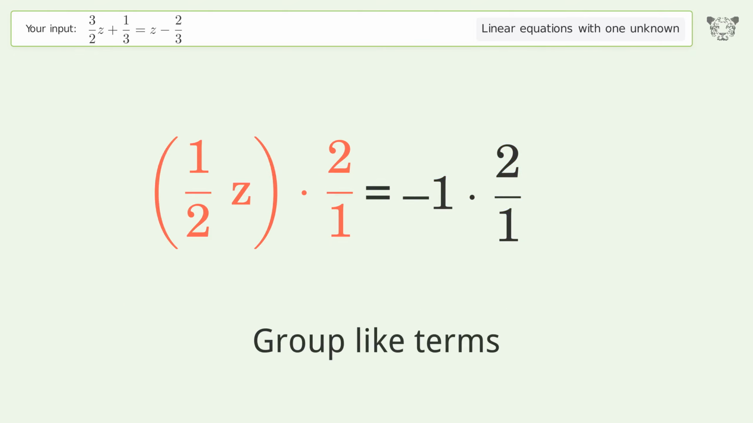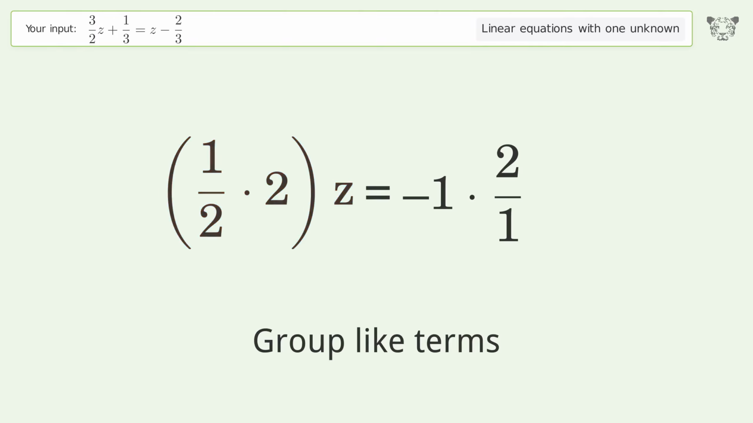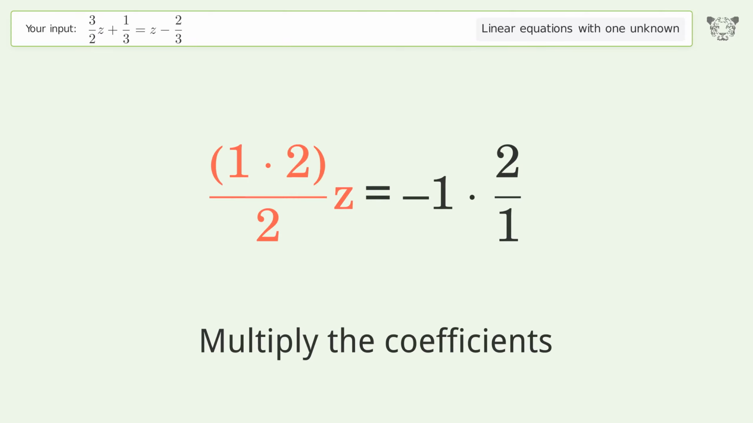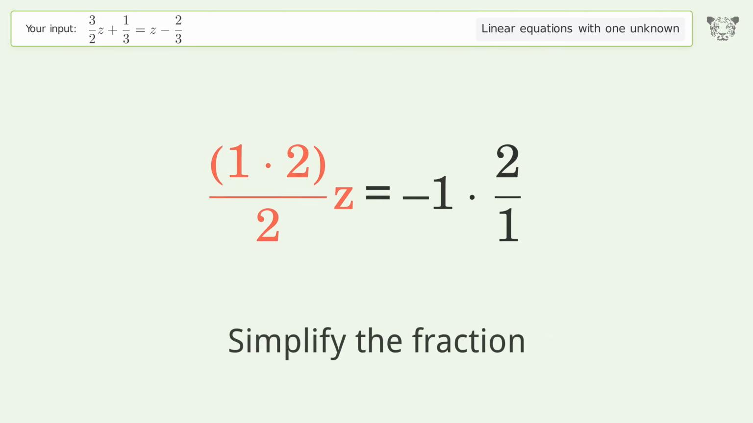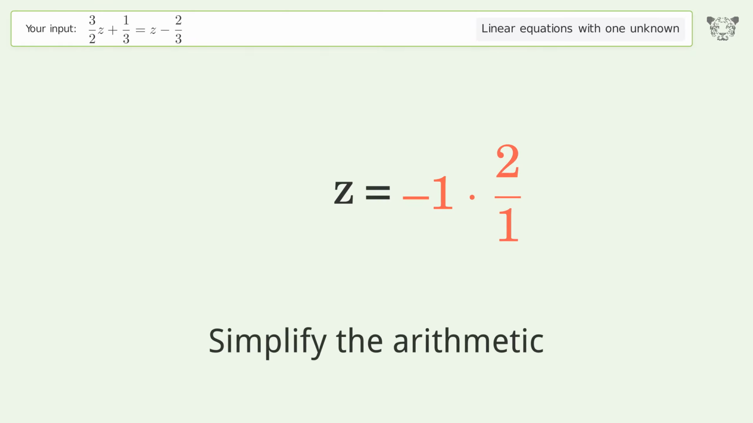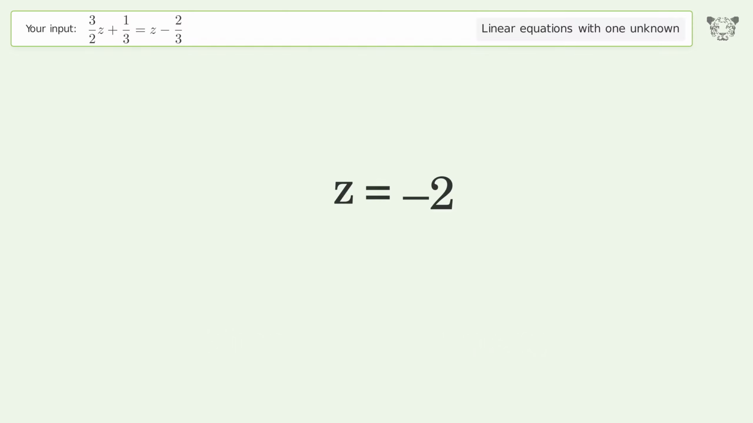Group like terms. Multiply the coefficients. Simplify the fraction. Simplify the arithmetic. And so the final result is z equals -2.